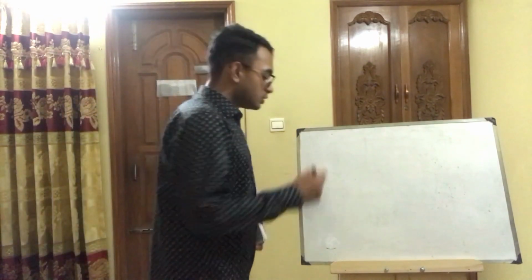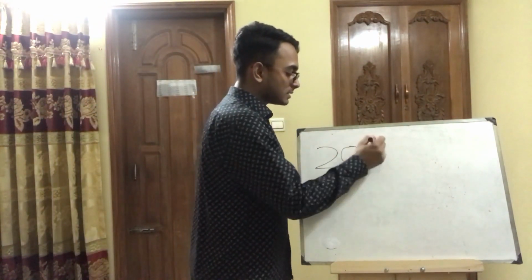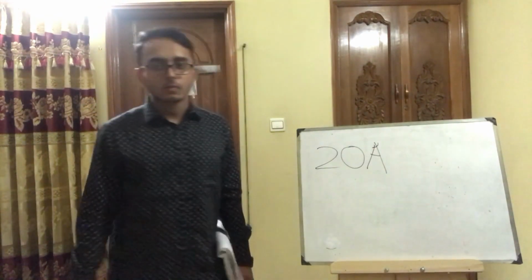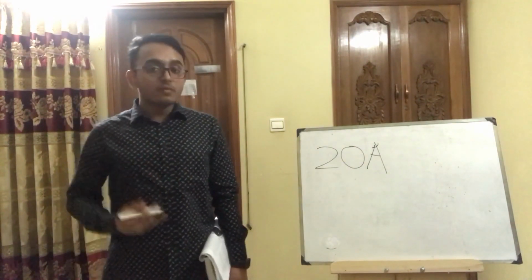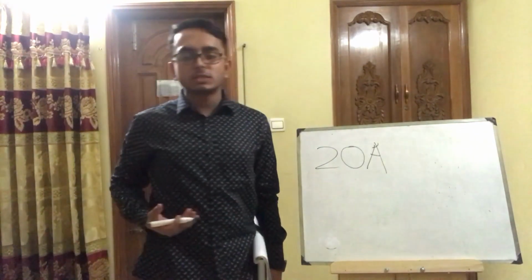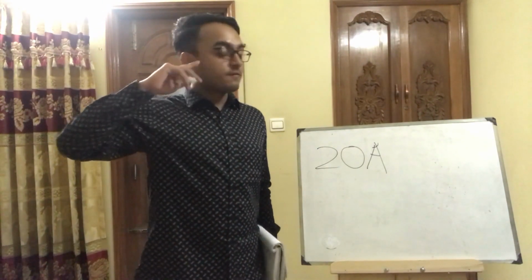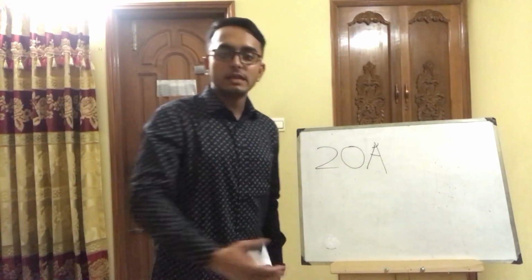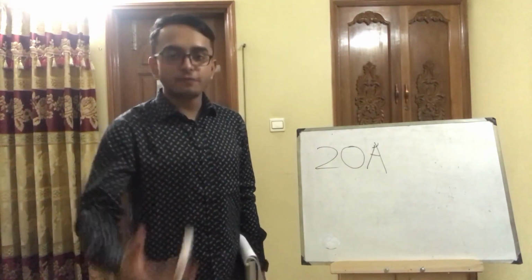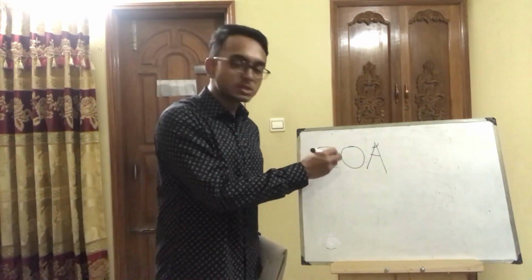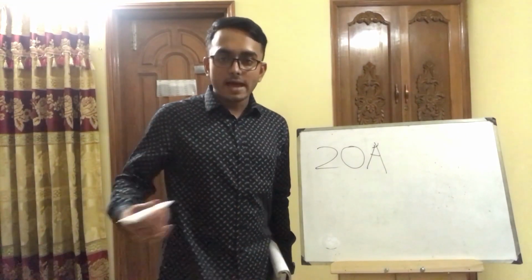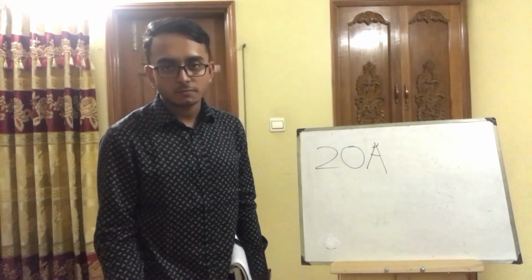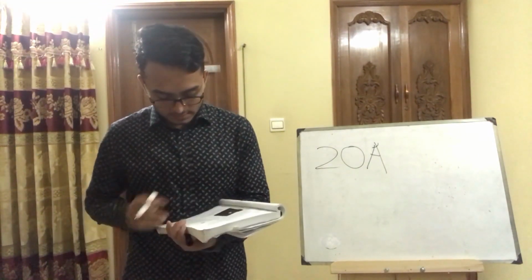So there are 20 types of amino acids. Now the sequence of amino acids makes a particular protein. Even if a single amino acid is different in a protein, it is a different protein. So the sequence of amino acids is the identity of a specific protein. Okay, very easy.